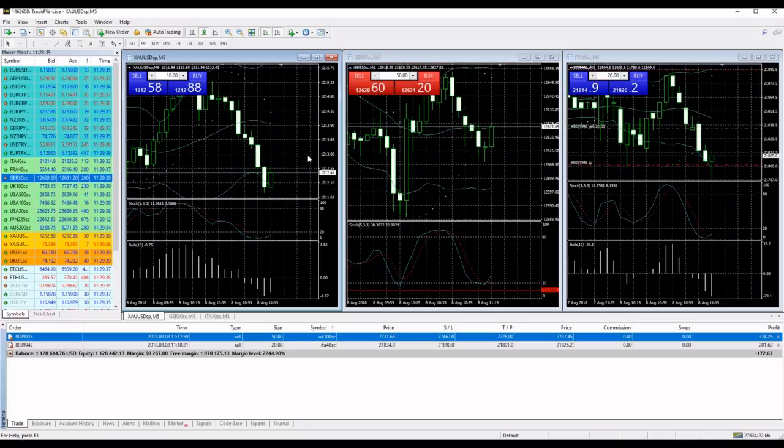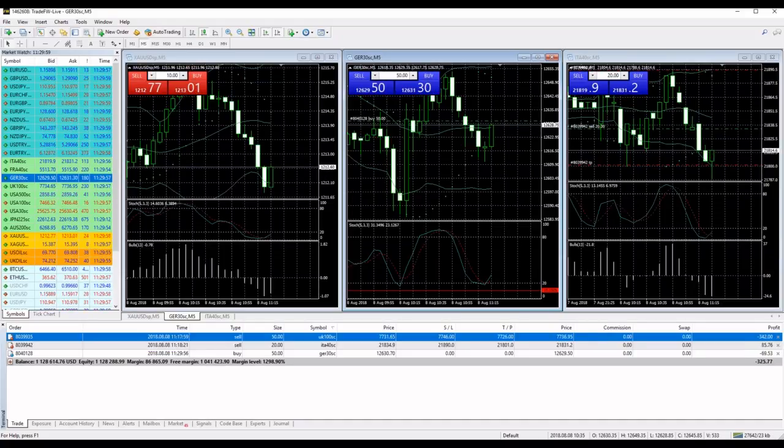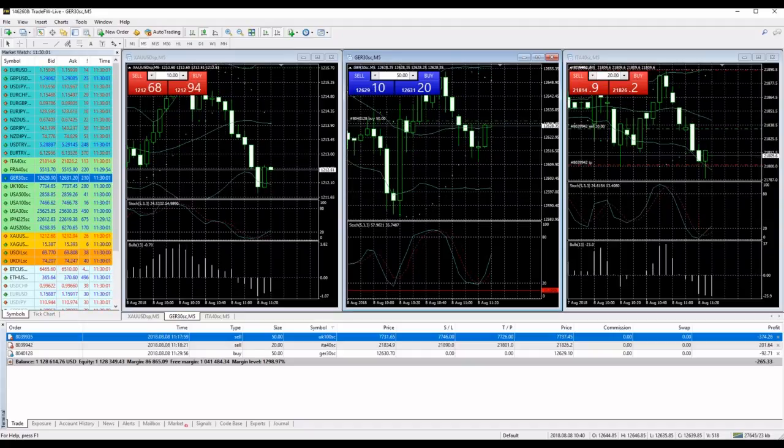I'm tending to open a buy position on DAX. Okay, I will open a buy position on DAX. I just opened a buy position on DAX. Now we are long on DAX, we are short on Italy 40 and short on UK 100.